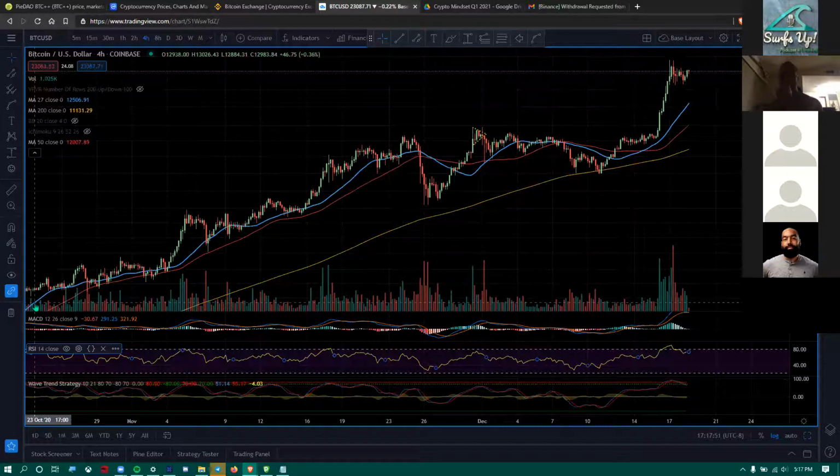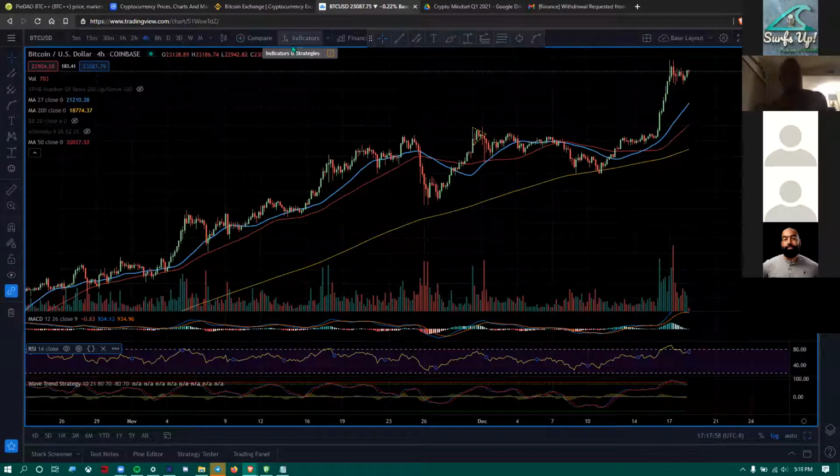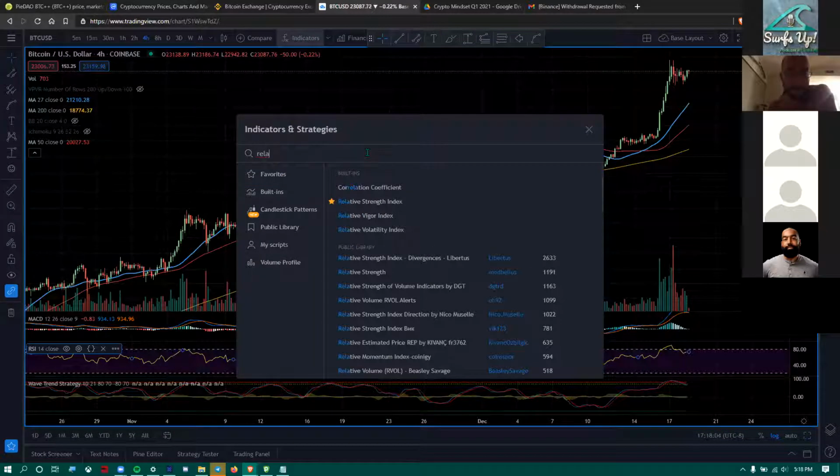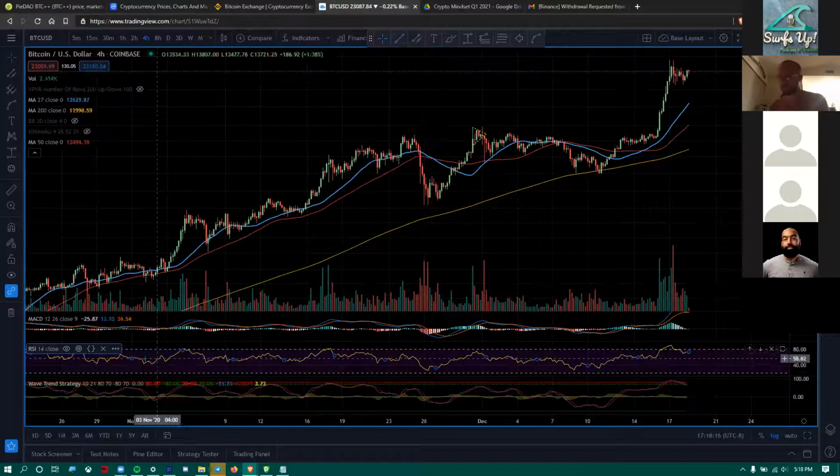Corey, could you point out where to access the RSI dropdown again, please? You will go to indicators right here. Yep. Click on indicators. You'll type in relative strength index. I got it. Thanks, Corey. Okay, well, let's go back to this.